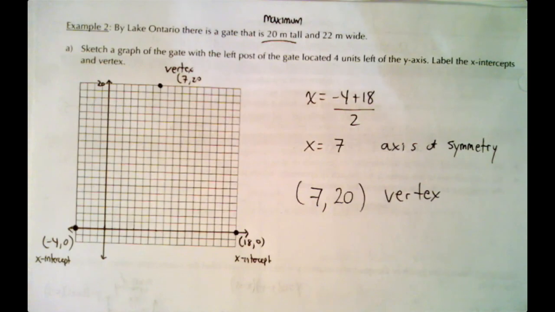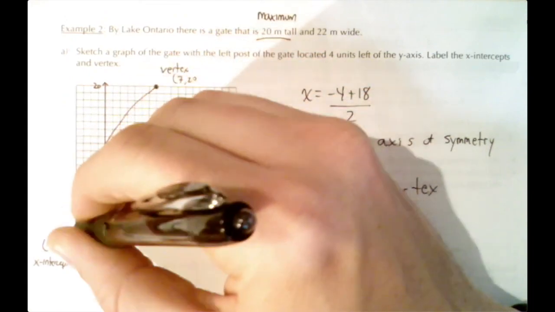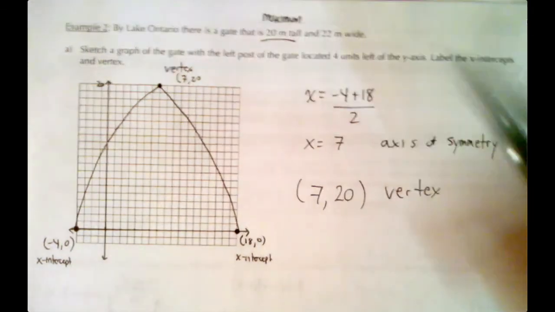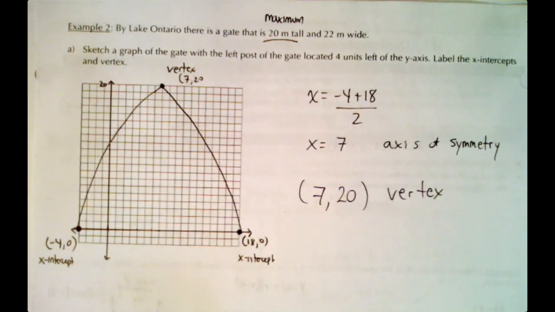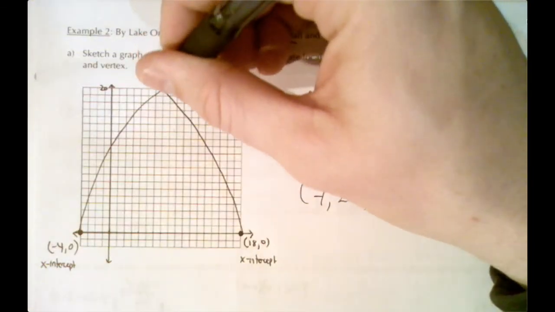And that's about as much as we need. We're going to connect these and we're going to come up with our picture. And there's our gate. Might as well get the axis of symmetry on there. We got everything else.